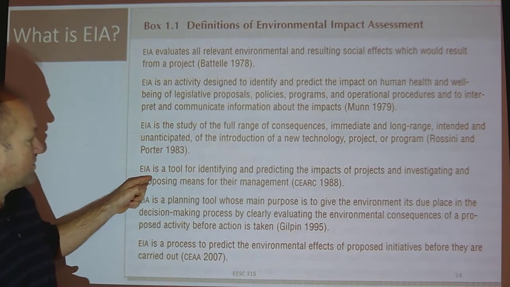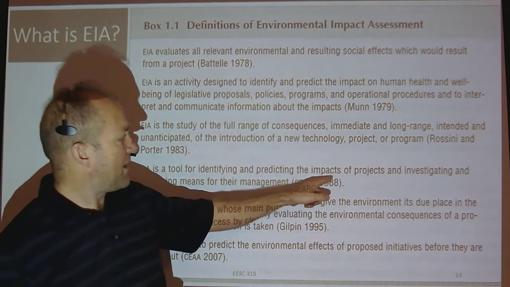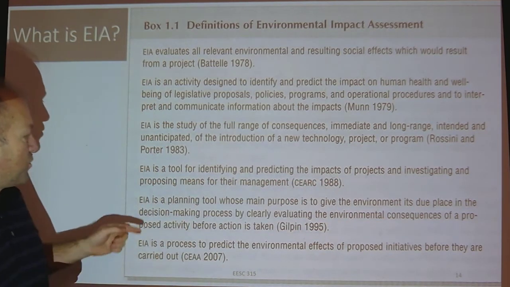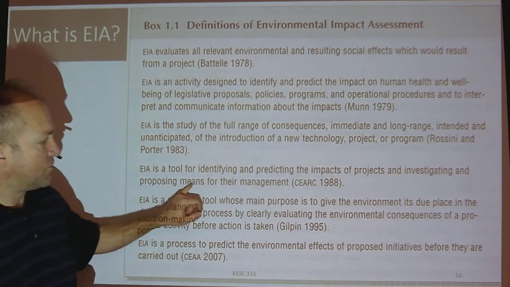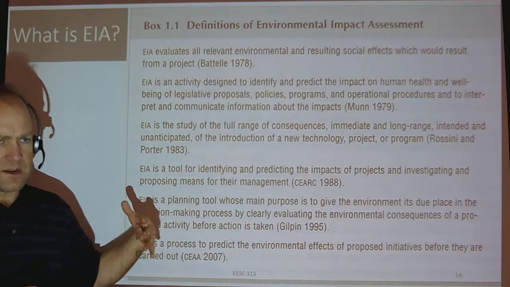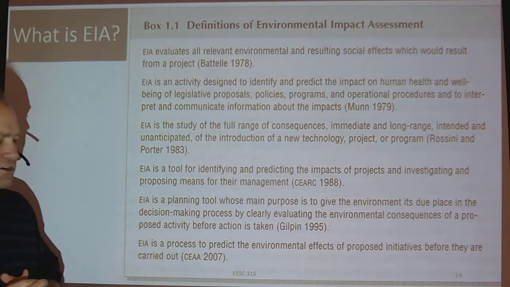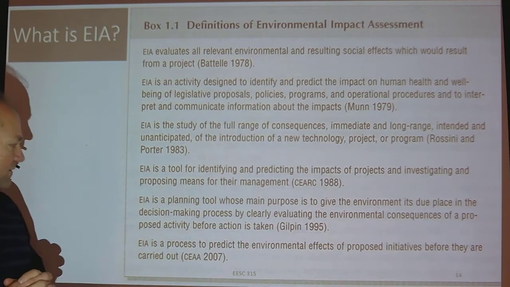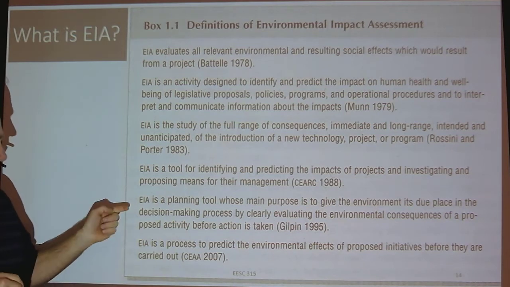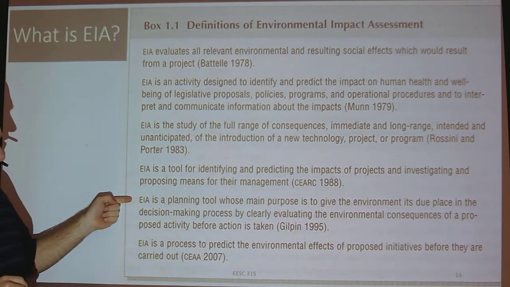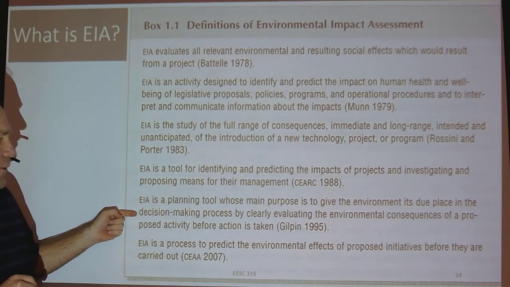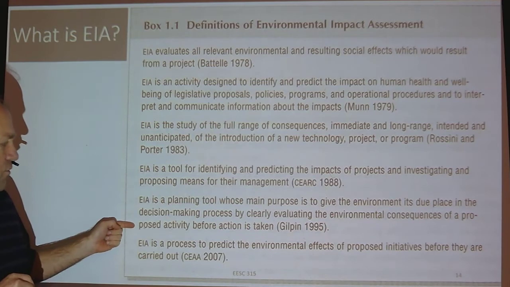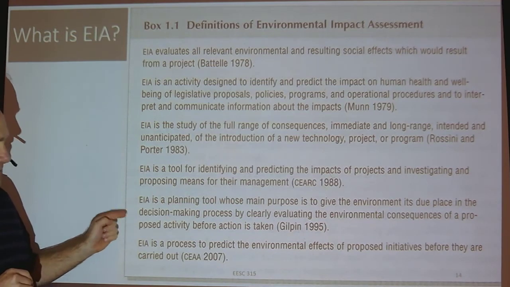So EIA is a tool for identifying and predicting the impacts of projects and investigating and proposing means for their management. And again, this speaks to the mitigation. This is really about helping the proponent understand what is that level of mitigation that will help them reduce their impacts. EIA is a planning tool whose main purpose is to give the environment its due place in the decision-making process by clearly evaluating the environmental consequences of a proposed activity before action is taken.